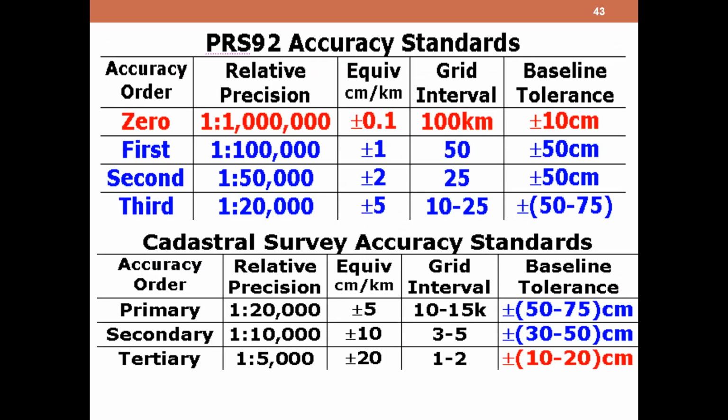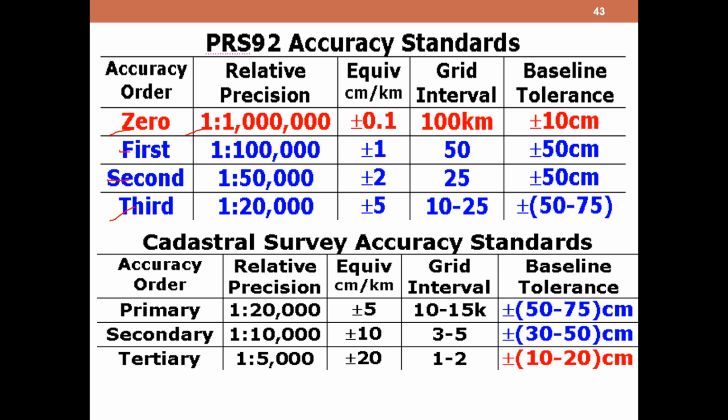And here are also the PRS 92 accuracy standards. Naay 0 accuracy, first, second, and third. So ang iyang relative accuracy is 1:1 million pag 0. First is 1:100,000. Second is 1:50,000. And third is 1:20,000.